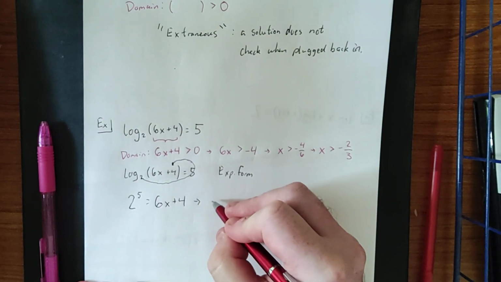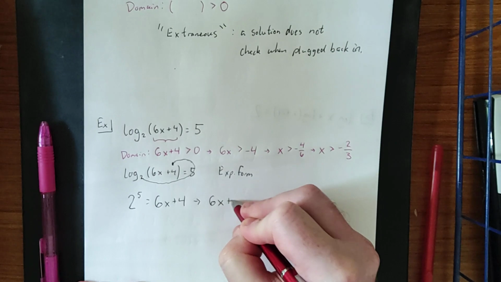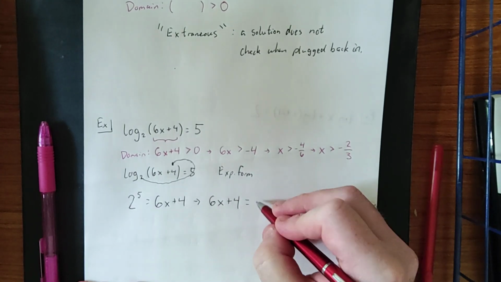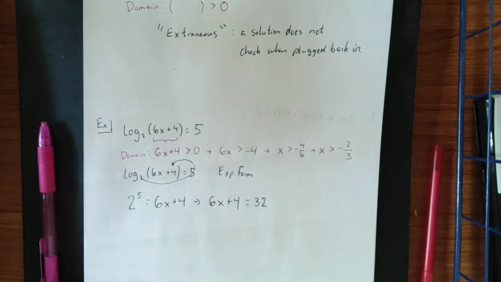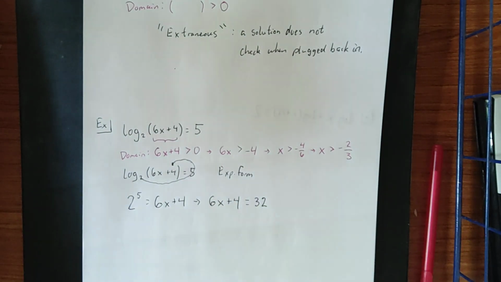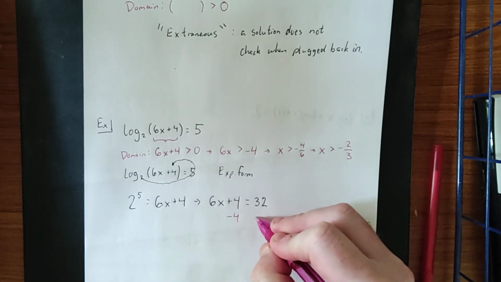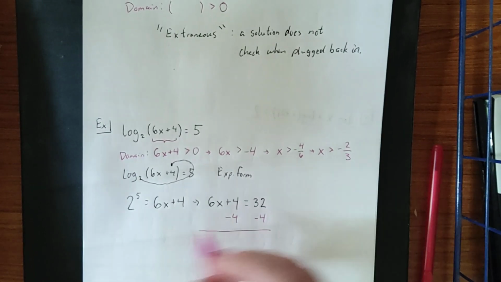This expression can be simplified. We'll switch the two sides so that the variable is on the left-hand side, and we'll evaluate the 2 raised to the 5th power as being 32. From here, additional steps to solve. We're now looking at a linear equation. Solving a linear equation shouldn't be too bad.